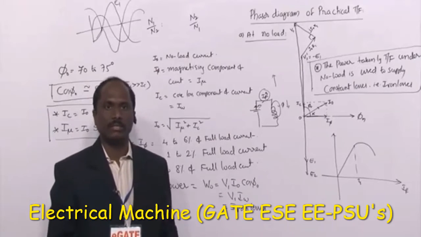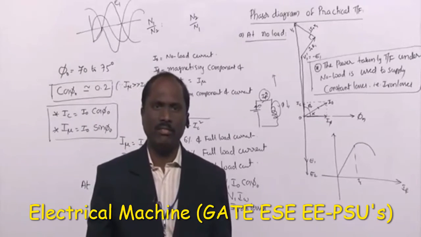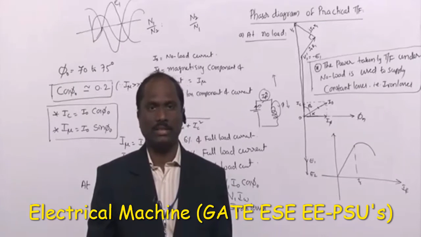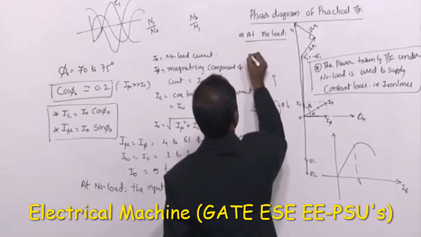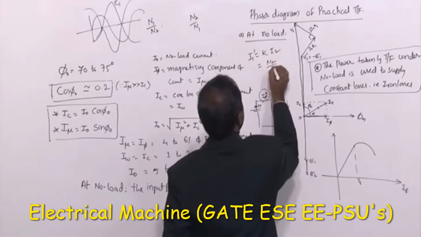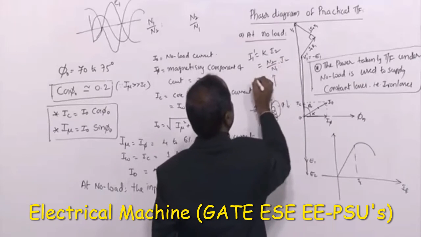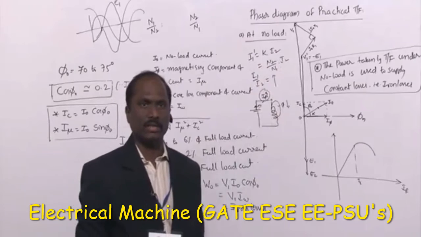Okay. Next, Manoj from Delhi. I1 by I2 is equal to N2 by N1, right? What are the currents? Yes, those currents are related to the transformer. What is I1 dash? I1 dash is K times I2, which is N2 by N1 into I2. Therefore, I1 by I2 must be equal to N2 by N1. It is right.